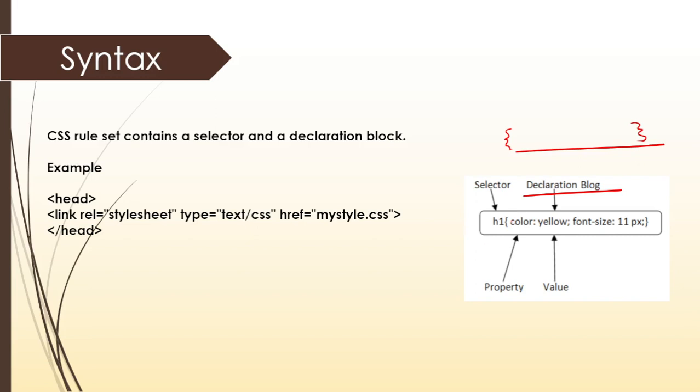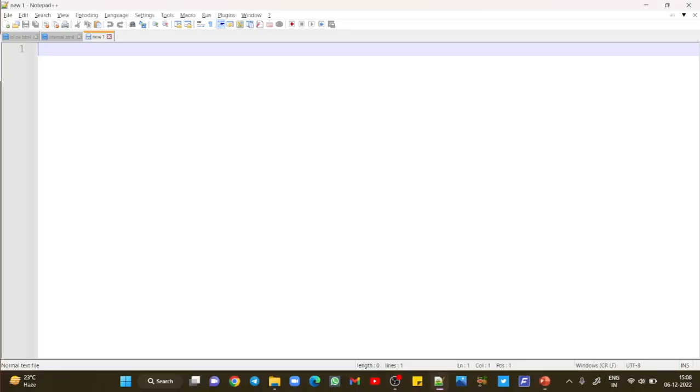So a declaration block is nothing but the properties or values that we want to add to the particular selector, to the particular tag. Okay, now let's move to the practical section.